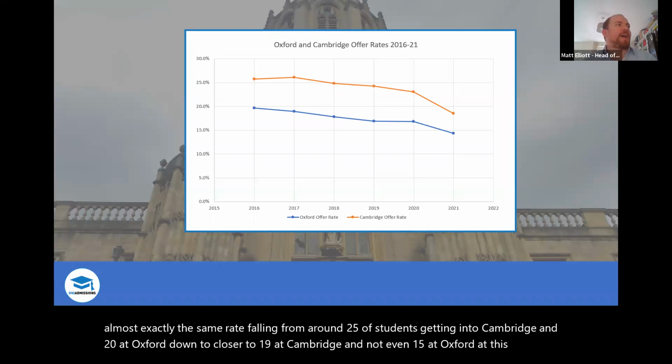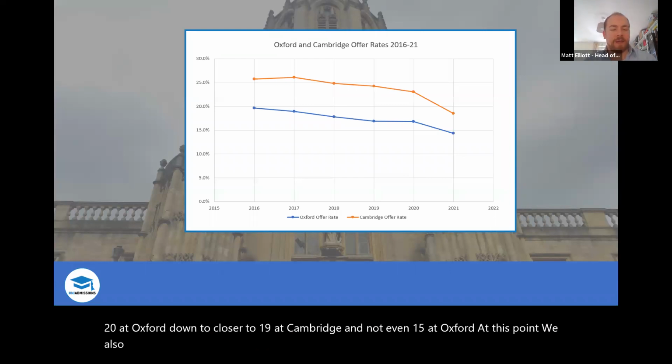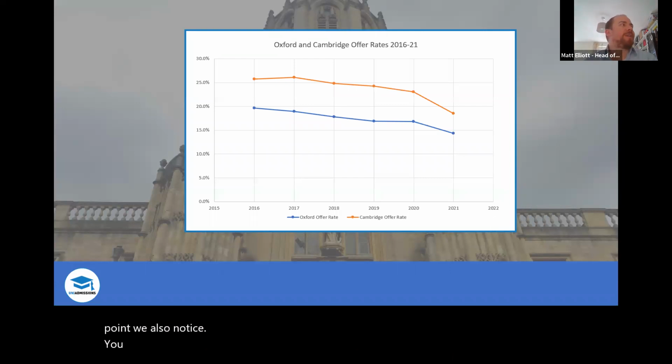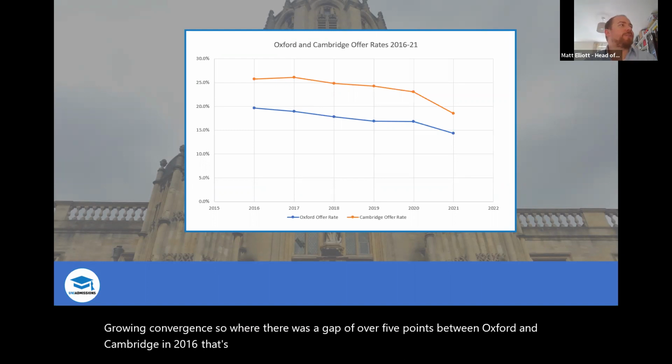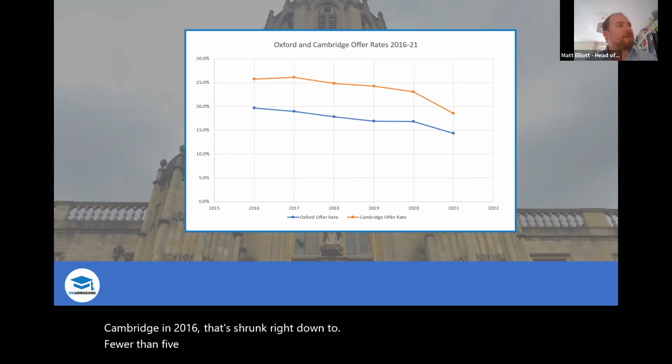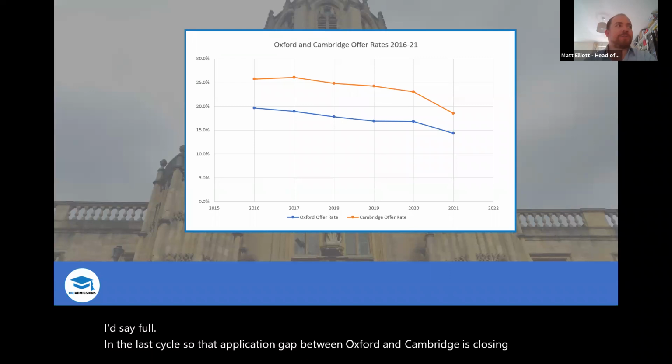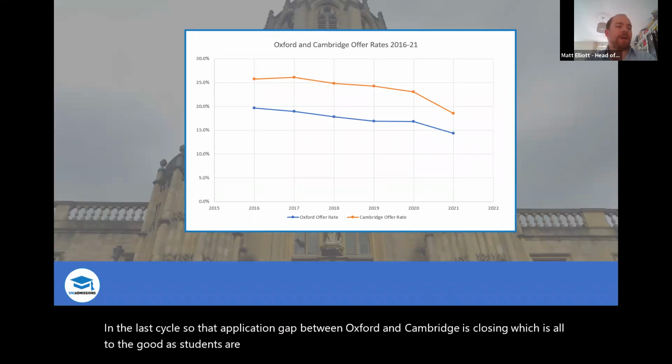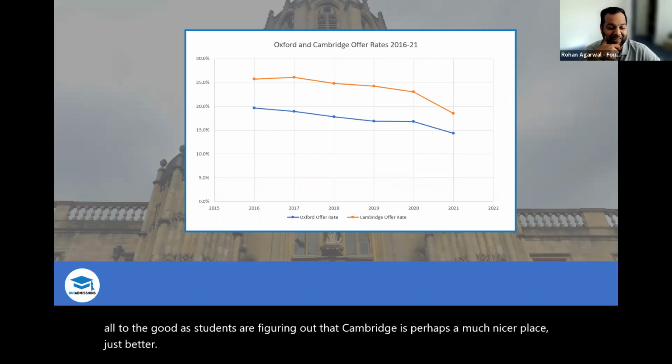We also notice a growing convergence. So where there was a gap of over 5 points between Oxford and Cambridge in 2016, that's shrunk right down to fewer than 5 points, probably close to maybe, I'd say 4 in the last cycle. So that application gap between Oxford and Cambridge is closing, which is all to the good as students are figuring out that Cambridge is perhaps a much nicer place, just better. Yep. There's no will here to contest that claim.